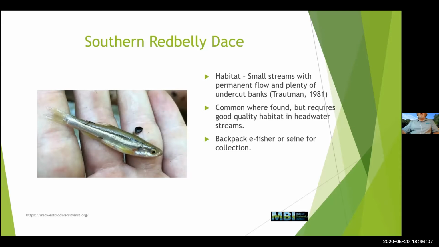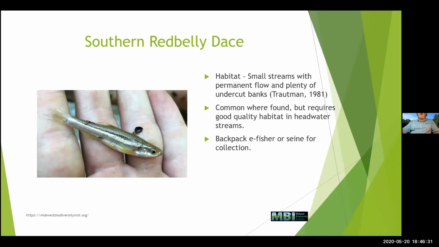Another dace, this southern red-bellied dace. This species also likes headwater, small streams. They like undercut banks for cover, and if they don't have undercut banks, they like deep pools to where they can actually school together for protection. They need really good habitat.